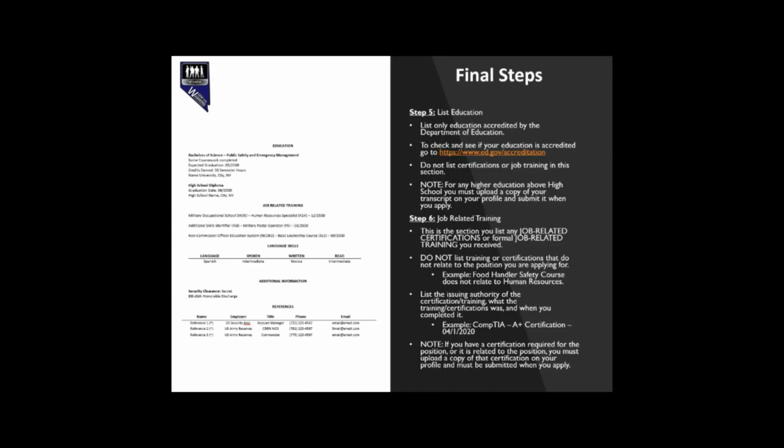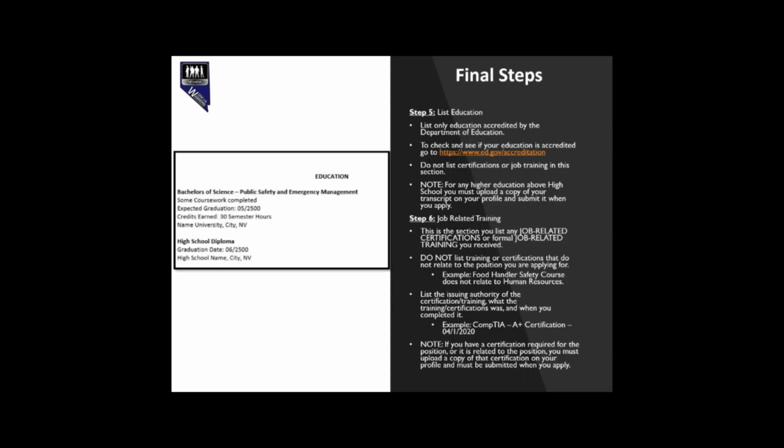Now we're going to talk about your final steps. You're going to have to list your education. Under the education section, you'll only list the education that's accredited by the Department of Education. This is not the section where you list training certificates that you did. For our military personnel, this is actually very common because we do a lot of training while in the military. But not all of that training is accredited by the Department of Education, right?